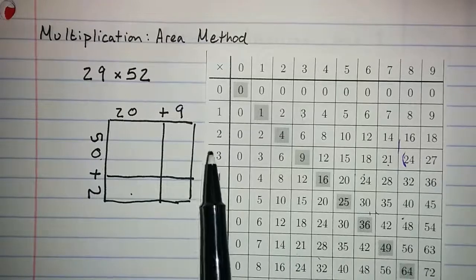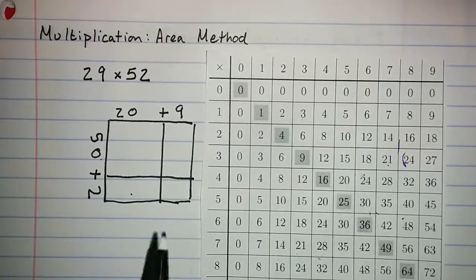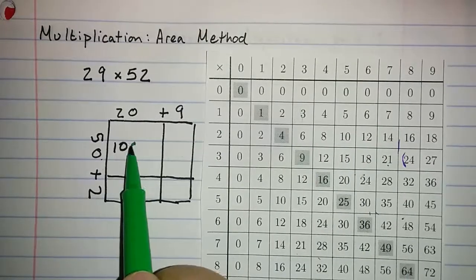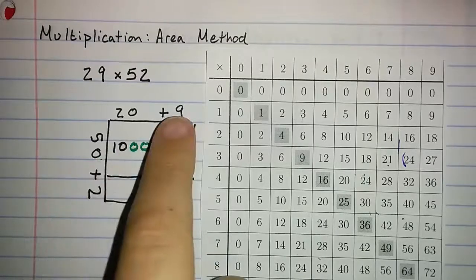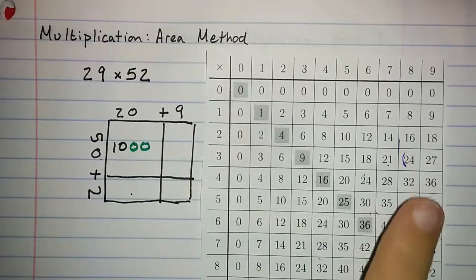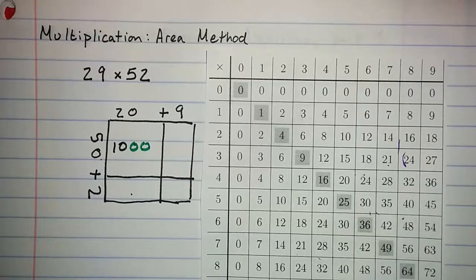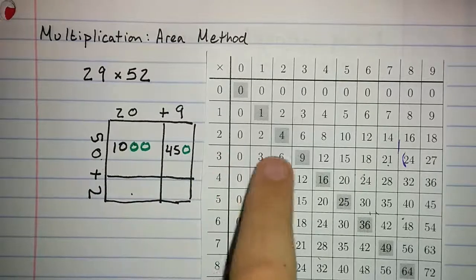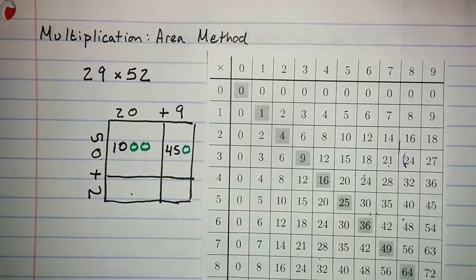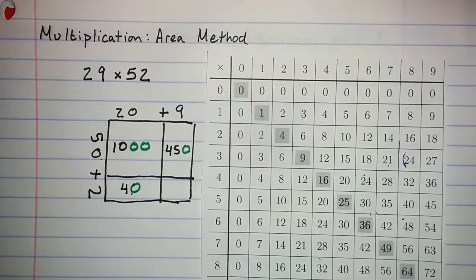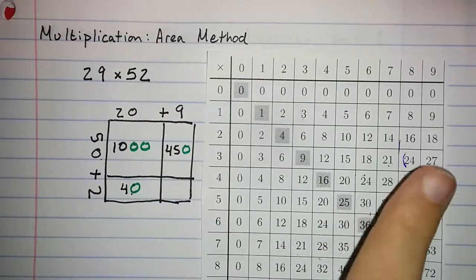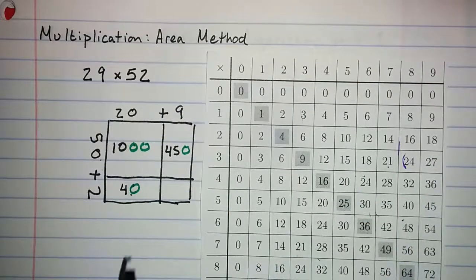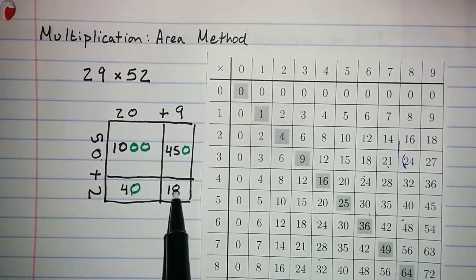20 times 50, we'll find 2 times 5 is 10, with 2 zeros on the end. 50 times 9, we'll find 5 times 9 is 45, with 1 zero on the end. 20 times 2, we'll find 2 times 2 is 4, with 1 zero on the end. And then 2 times 9 is 18, with no zeros on the end.